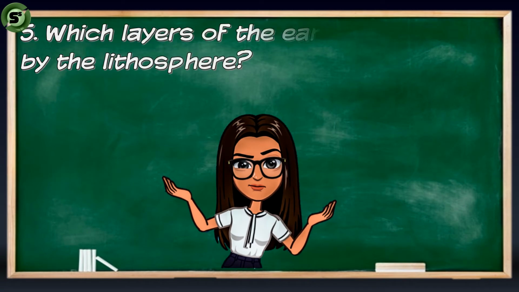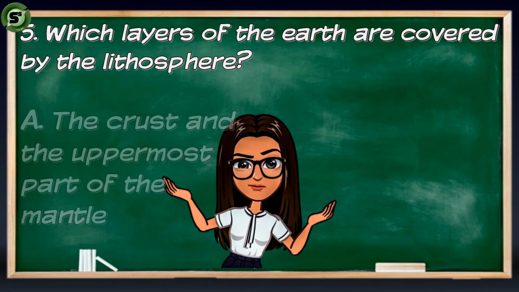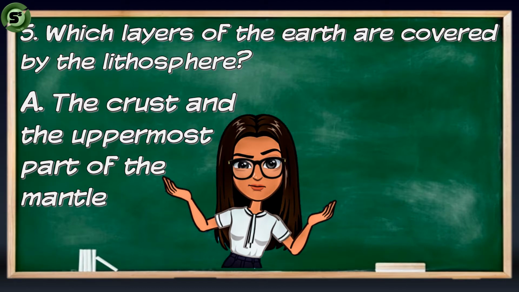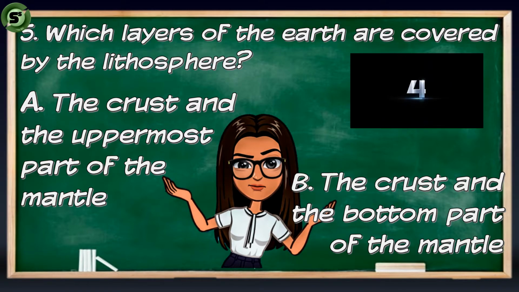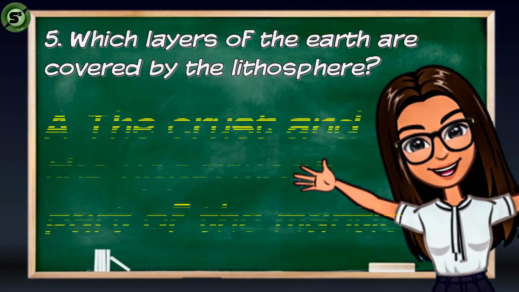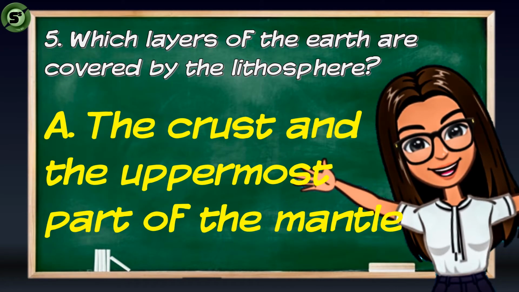Number 5. Which layer of the Earth is covered by the lithosphere? Is it A. the crust and the uppermost part of the mantle, or B. the crust and the bottom part of the mantle? Yes, that is definitely correct. The lithosphere covers the crust and the uppermost or topmost part of the mantle. So, the right letter is A.